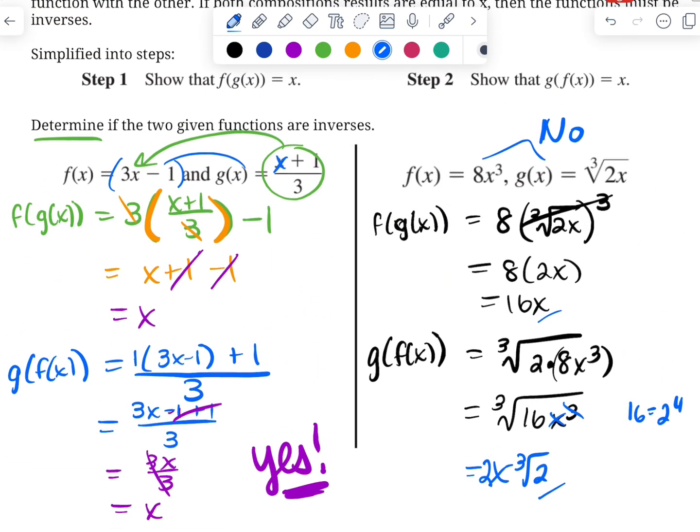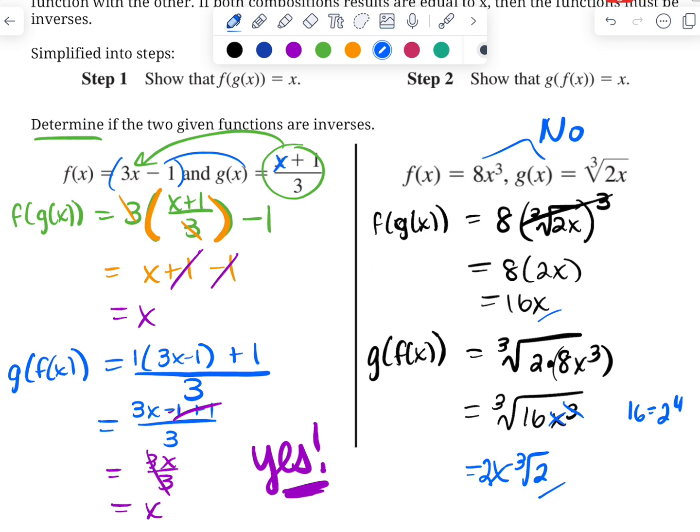All right, folks, and that is the end of our video. Thank you so much for listening. I hope you got a clear understanding of the fact that inverses undo each other, as evidenced on this side, and that if things aren't inverses, then you should get two totally different outputs when you compose your functions.